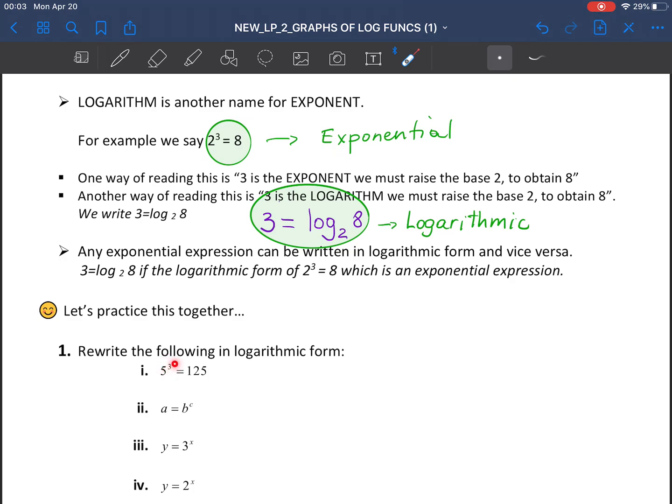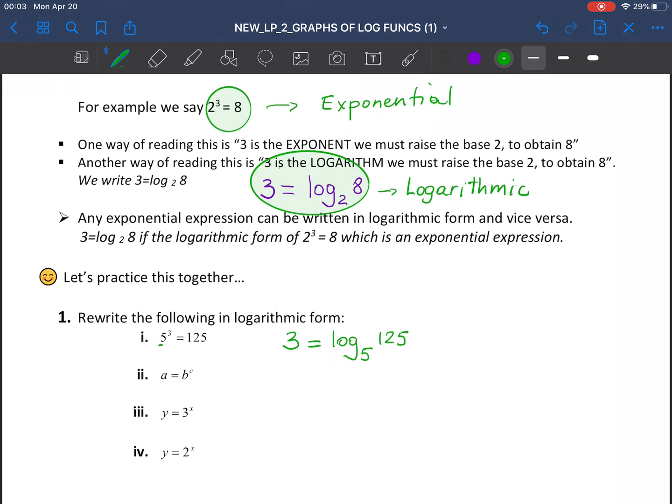So I will start from the exponent, and I say that the exponent is 3, so I write 3 equals the exponent, so I write log. I must raise the base 5 in order to obtain 125. If you would like to, you can pause the video and practice the rest of the questions on your own.